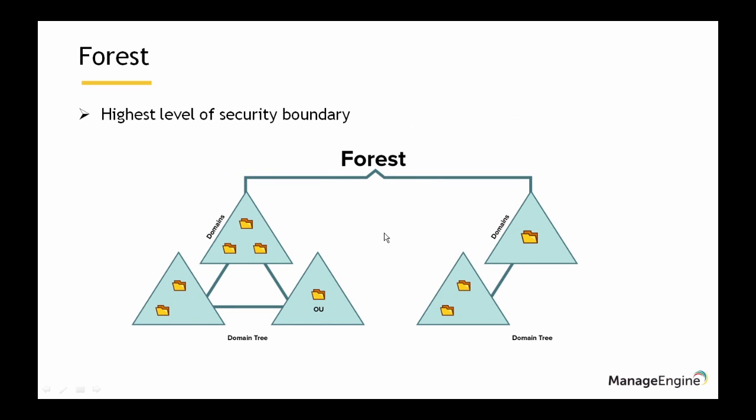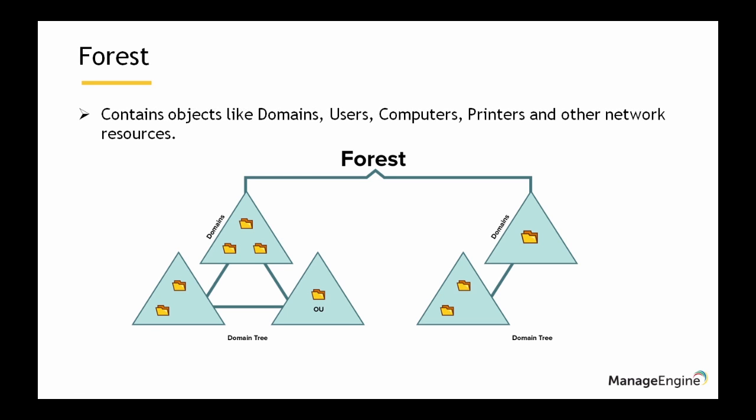Let's talk about some of the classifications in Active Directory. The top level classification is what we call the Active Directory forest. It is the highest level of security boundary. You can also call an Active Directory forest a complete Active Directory instance. An Active Directory forest contains other domains within itself. It has information about users, computers, printers, and other network resources.